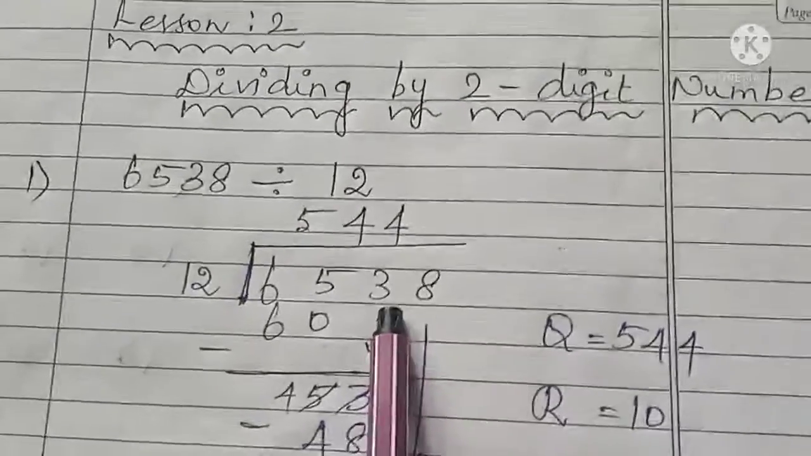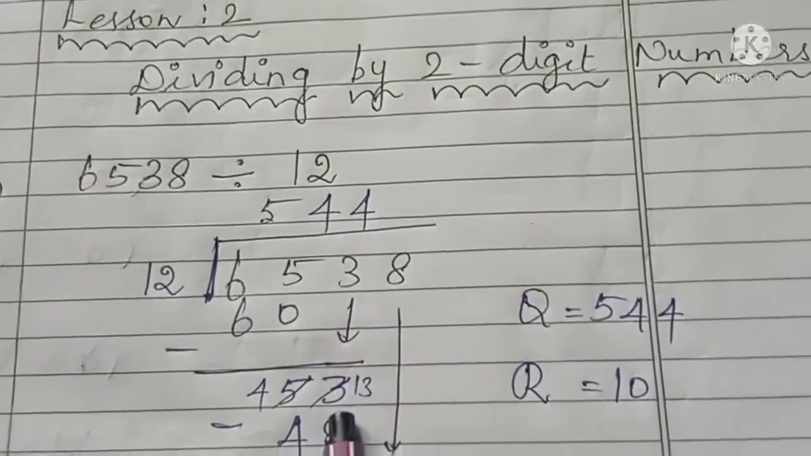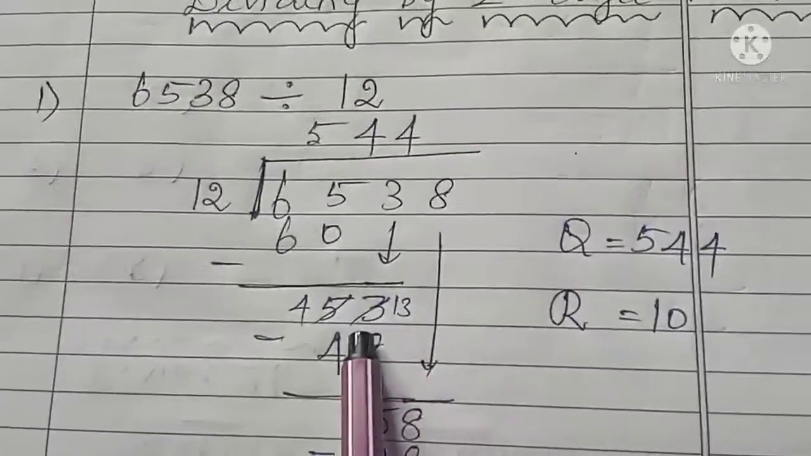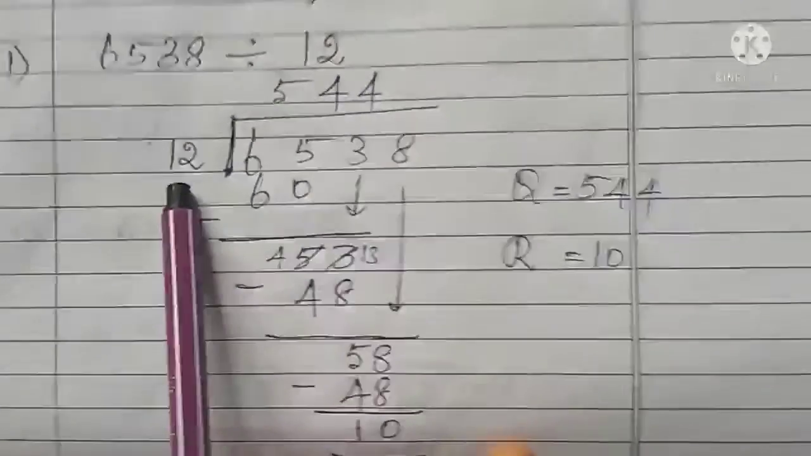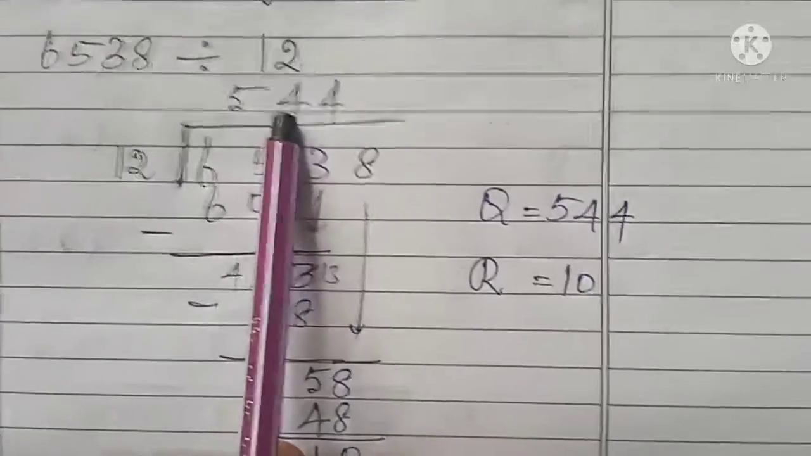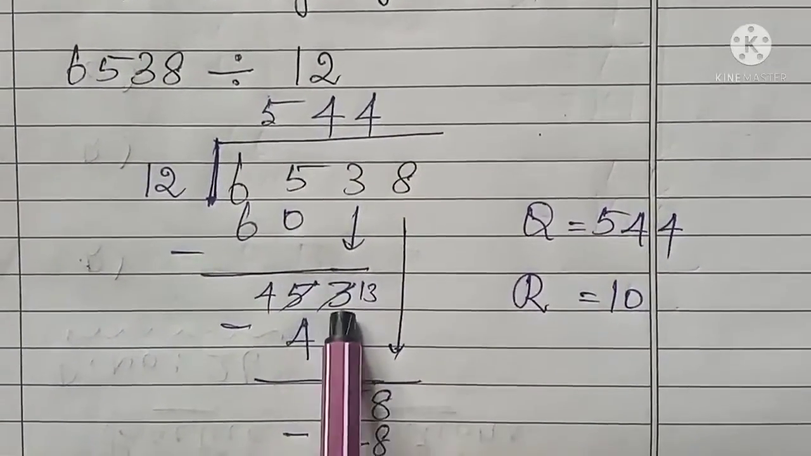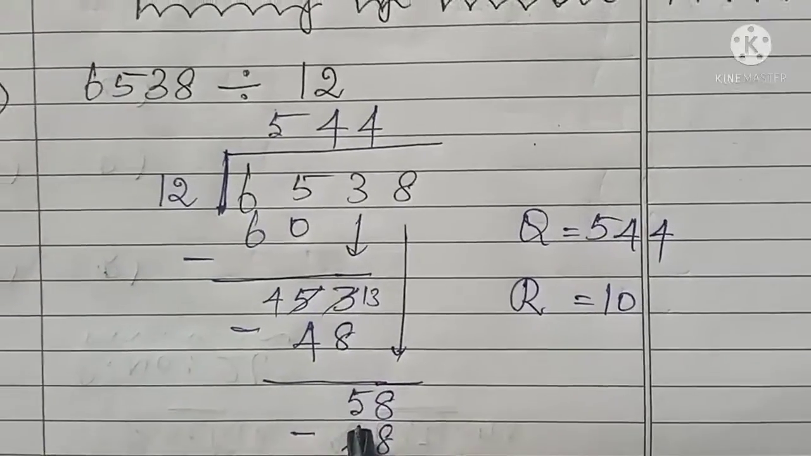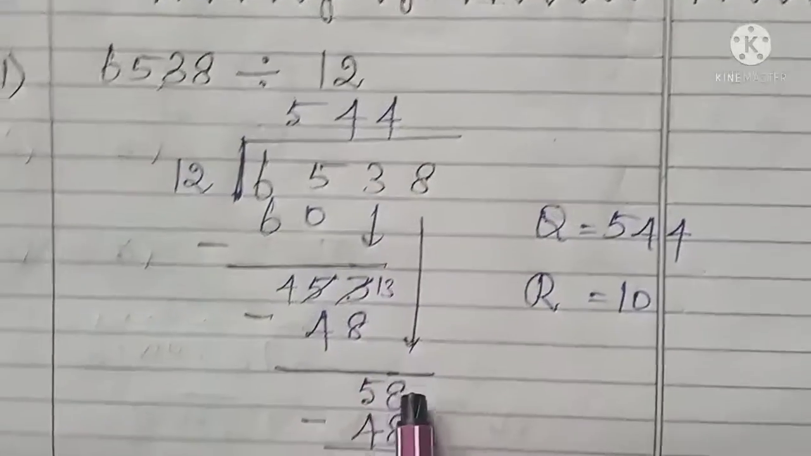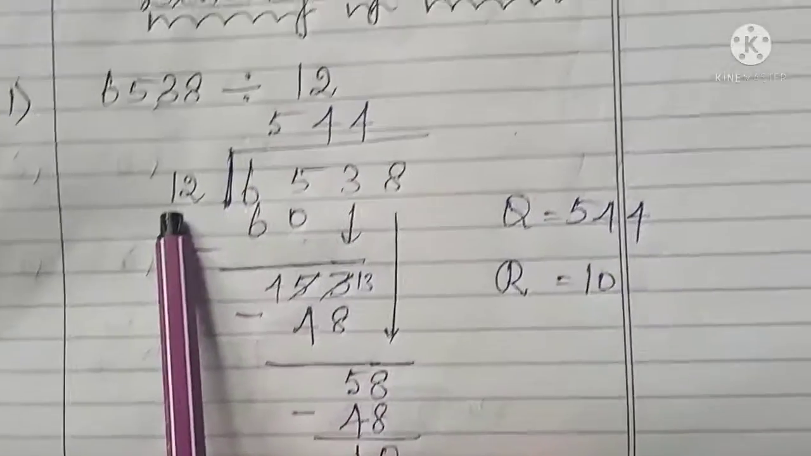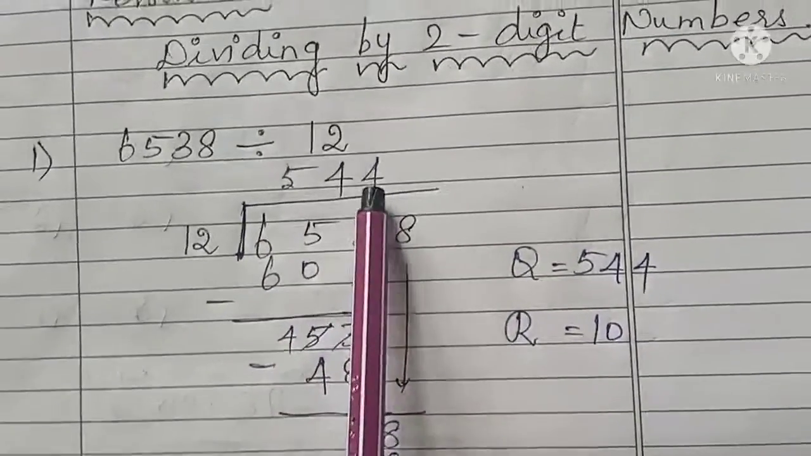Next number is 3. You have to take that number from the dividend place. Now the number is 53. Again you have to check number 53 in the 12th table, how many times? 4 times. 12 4s are 48. 53 minus 48 will give you 5. At last the final number is 8. Number 58 in the 12th table, how many times? Again it will be 4 times.